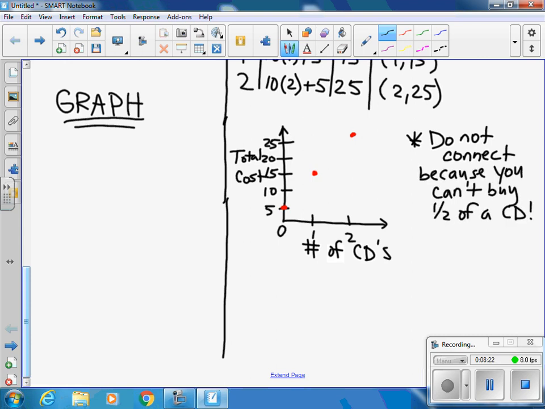Okay, now there are some instances where you can have a half in there and it is allowed, and in that case you would want to connect them. All right, but for this situation, no connecting.